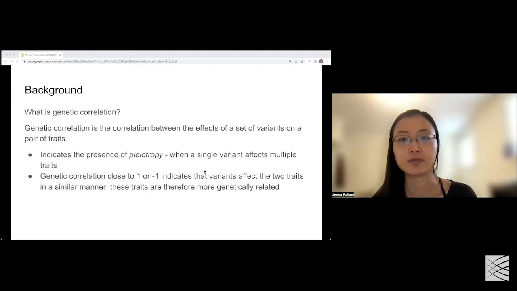So first, what is genetic correlation? Genetic correlation is the correlation between the effect sizes of a set of variants on a pair of traits. It indicates the presence of pleiotropy, which is when a single variant affects multiple traits. And genetic correlations close to 1 or -1 indicate that variants affect the two traits in a similar manner, and that these traits are more genetically related.